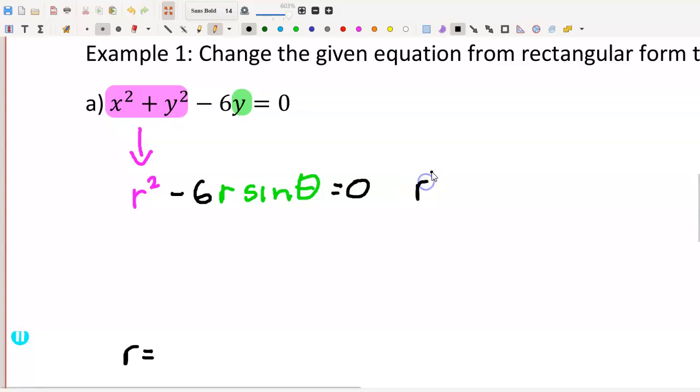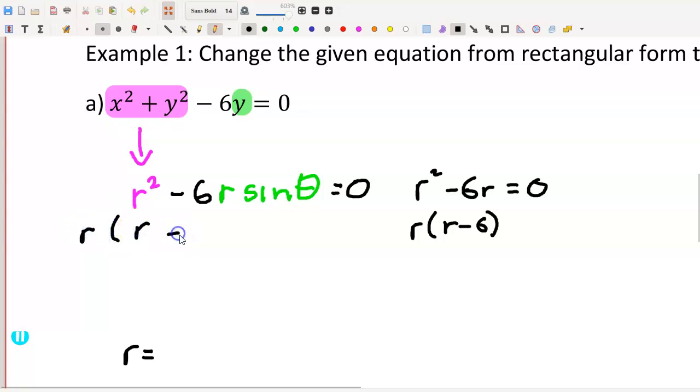Right, so if I had, forget all the trig, if I had just r squared minus 6r, what would I do to get r by itself, or solve for r? Factor out an r, right? That's exactly what we would do. So do the same thing here. We've got an r here and an r here. Factor out an r. So yeah, just algebra.